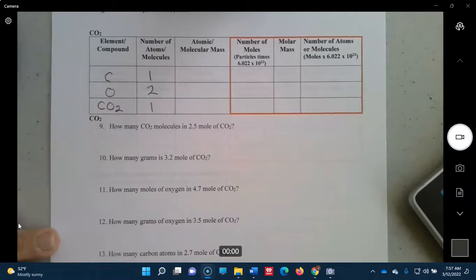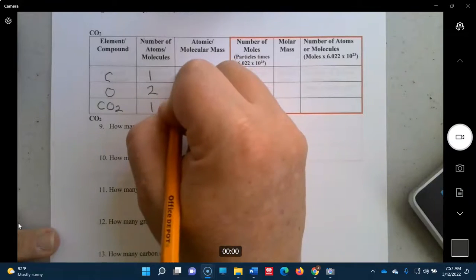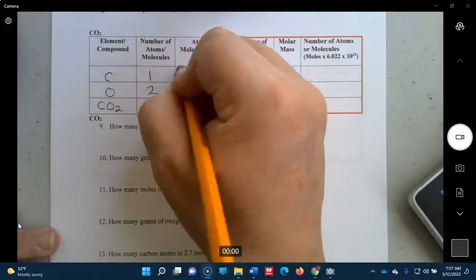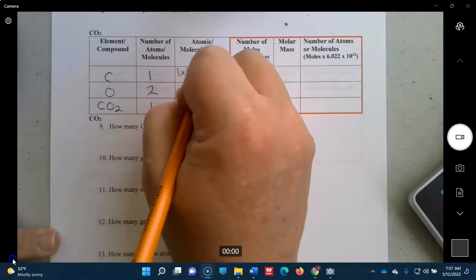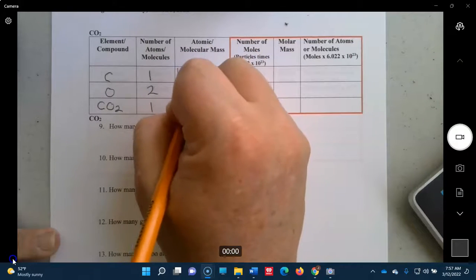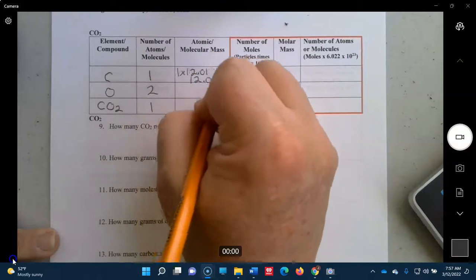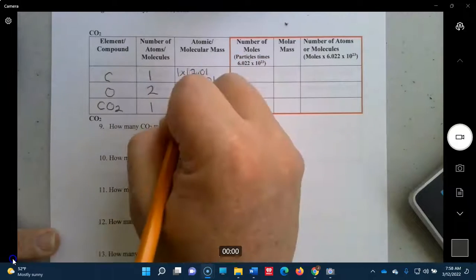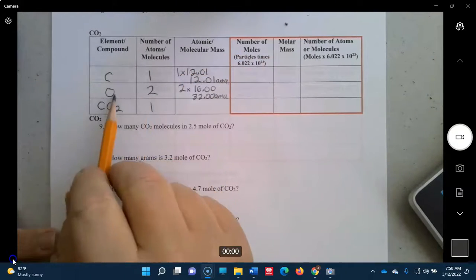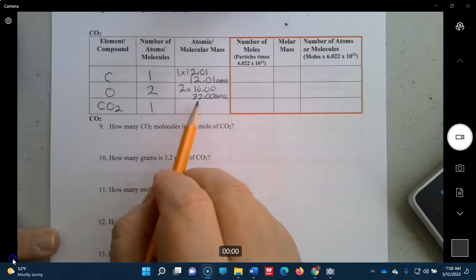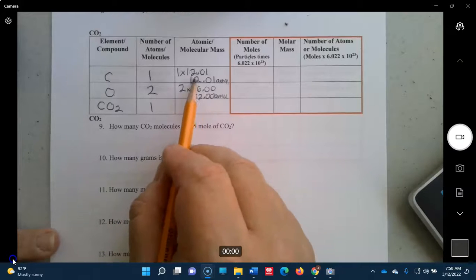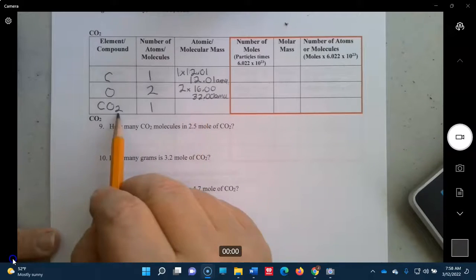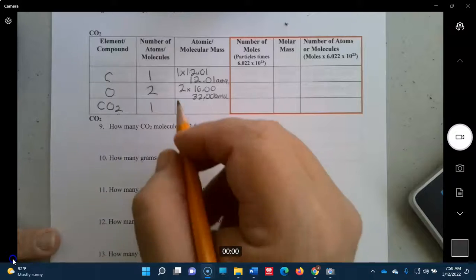Okay, so the atomic or molar mass, just like we did on the previous problem. And you can write that answer down. Here's 12.01. It's AMU. It's a single atom or molecule. Two atoms of oxygen. It's going to be 2 times 16, 32 atomic mass units. Now you do add these two numbers together to get the total mass of the carbon dioxide molecule.